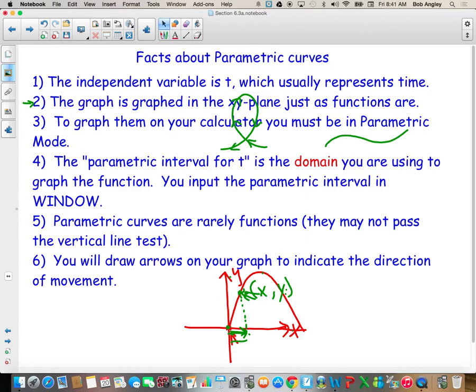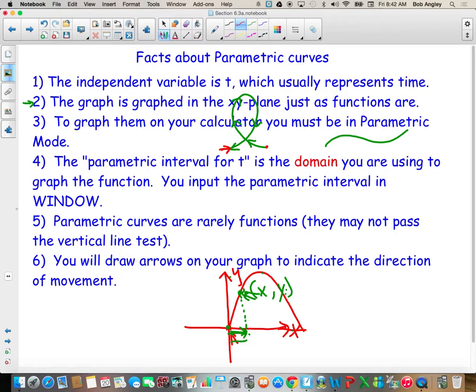Because in parametric, when we look at it later, we won't know it started here and wound up here. We might think it started here and went in that direction. And so we put arrows on it to indicate the direction of motion. So will it show you the direction of motion when you graph it? Well, you will see the graphing, and then you have to put the arrows to indicate which way it went.